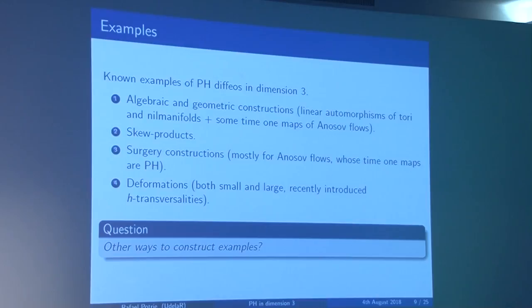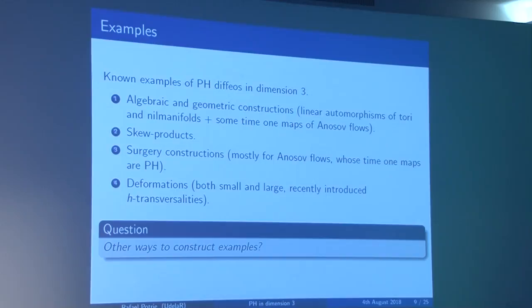And okay, I said partial hyperbolicity is an open property, and this allows one to make deformations of all the examples above. The point is that deformations can be made both small and large, and being large allows us to create examples that are very different from the ones that existed before. Technically, there may be other ways to construct examples, but it's important to know the list we have so far.